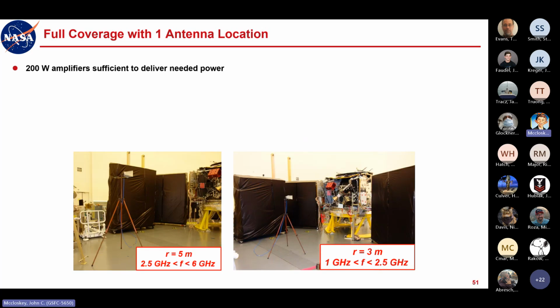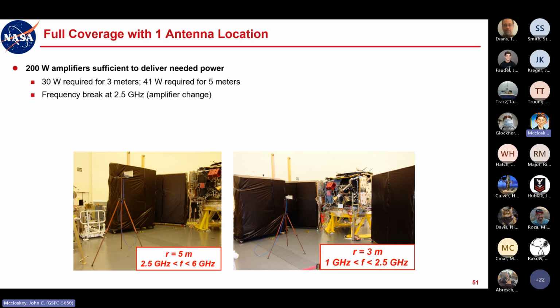And so the 200 watt amplifiers were sufficient to deliver the needed power. We needed 30 watts to get the desired field strength at 3 meters, 41 watts at 5 meters. So we had plenty of headroom there.